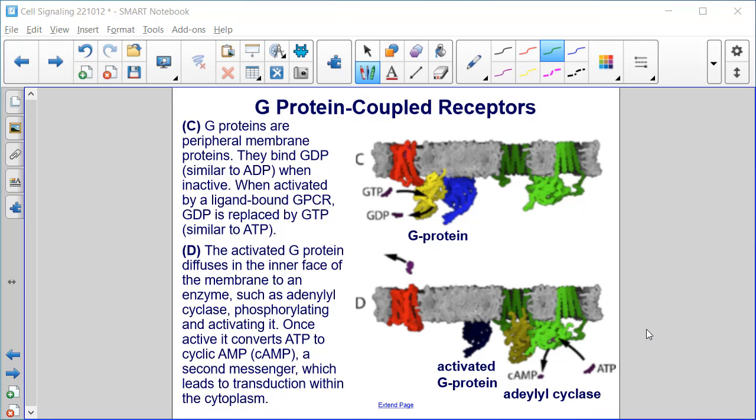The activated G protein diffuses in the interface of the membrane to an enzyme, such as adenylyl cyclase, phosphorylating and activating it. Once active, it converts ATP to cyclic AMP, cAMP, a second messenger, which leads to transduction within the cytoplasm.